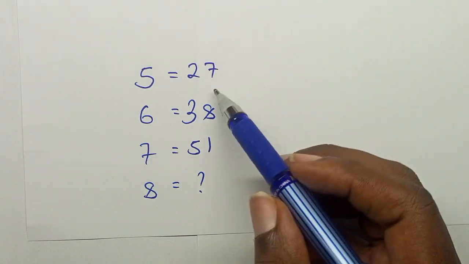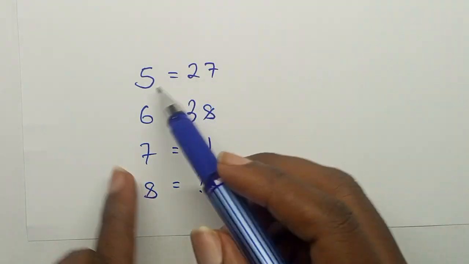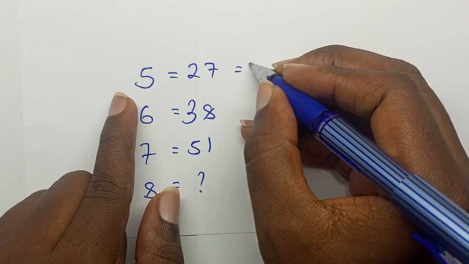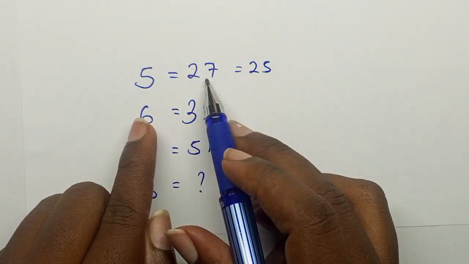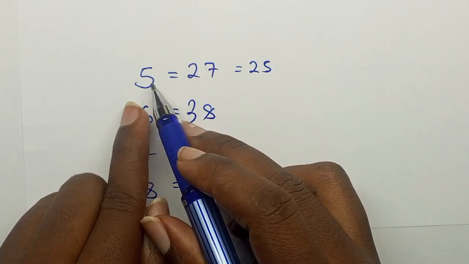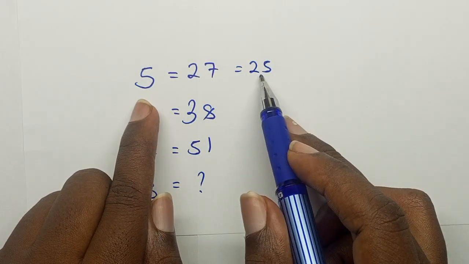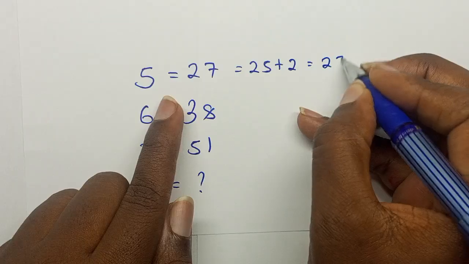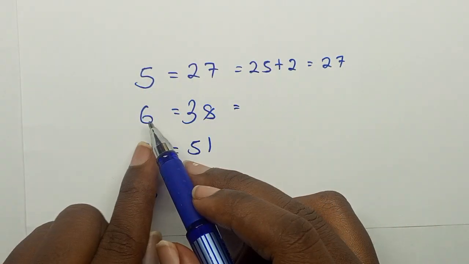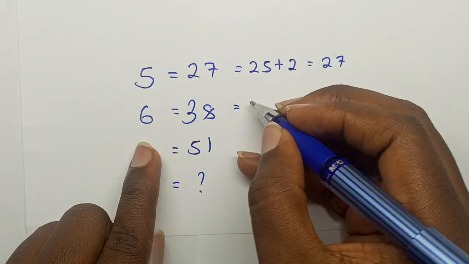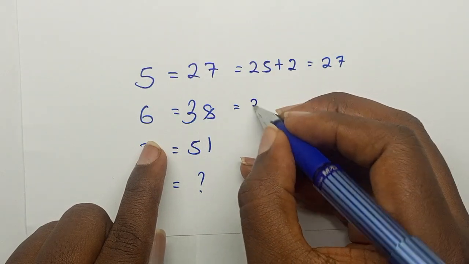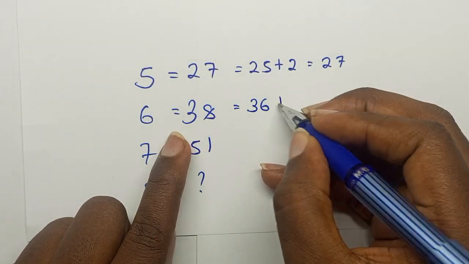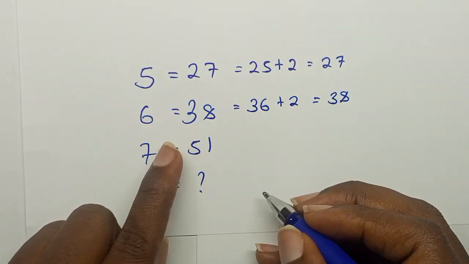Okay, let's continue. If you look at it, if you square 5, you get 25. But here we have 27. So that means here we add 2 to get 27. Now if you square 6, 6 times 6, you get 36. But here we have 38. So that means you add 2 here to get 38.